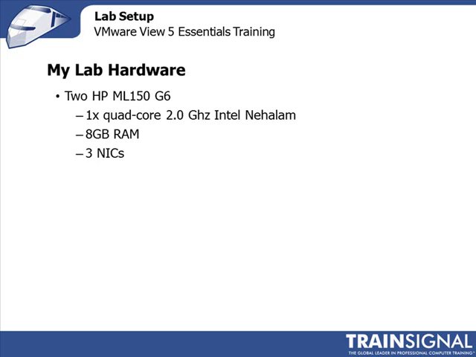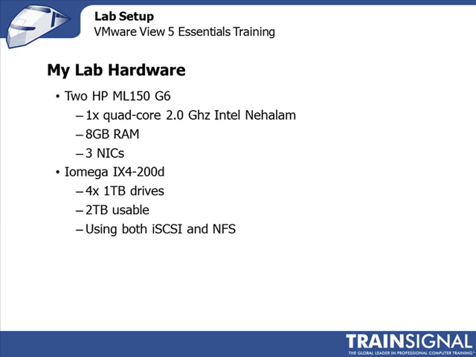Each one has 8 GB of RAM and 3 NICs as well, providing me plenty of room to spin up virtual machines. It doesn't provide me with a lot of room for HA and failover capability, but it's more than enough to run a View environment. For storage, I'm using an iOmega iX4 200D. In it, there's 4 1TB drives that are raided together and provide me 2 TB of usable space. The space I am presenting is both iSCSI and NFS storage to my ESXi hosts.